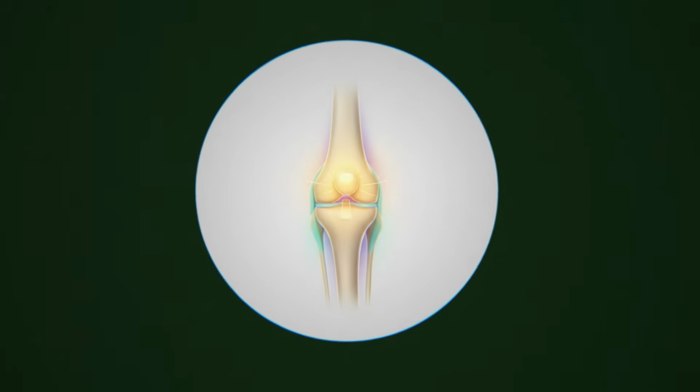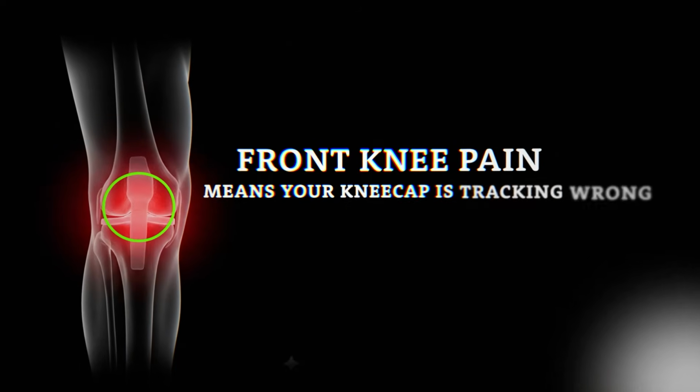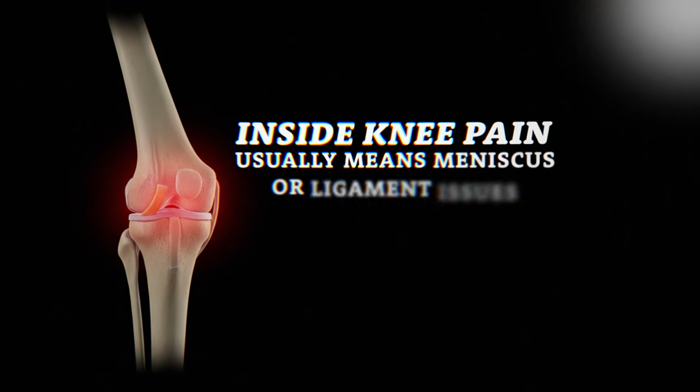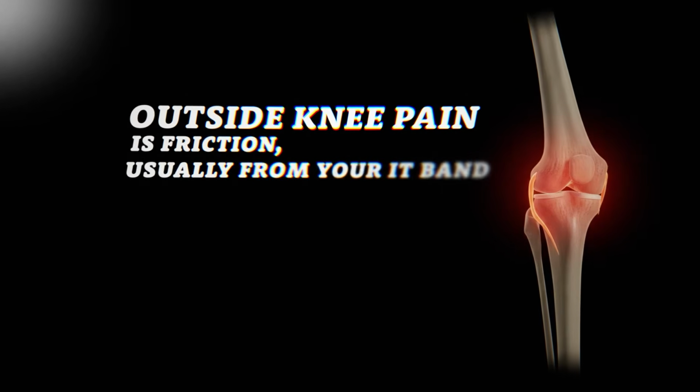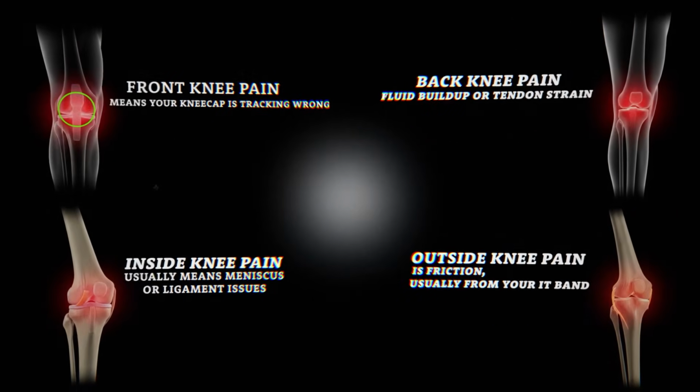Most doctors treat all knee pain the same way, but your knee has 4 distinct zones, and each zone is telling you completely different stories. Front knee pain means your kneecap is tracking wrong. Inside knee pain usually means meniscus or ligament tissues. Outside knee pain, well, that's friction. It's usually from your IT band. Back knee pain is fluid buildup or tendon strain. And here's the part that matters most.